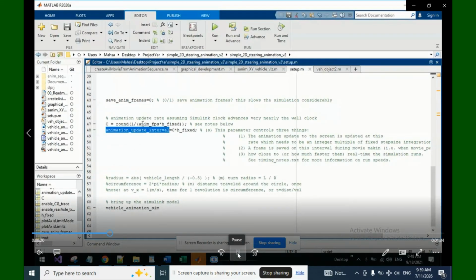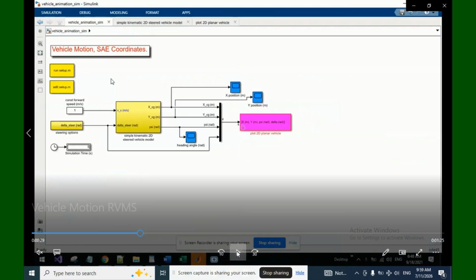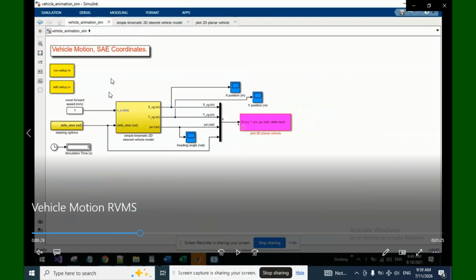So now I want to go through the Simulink sections. Here there is a simulation in a Simulink vehicle animation.